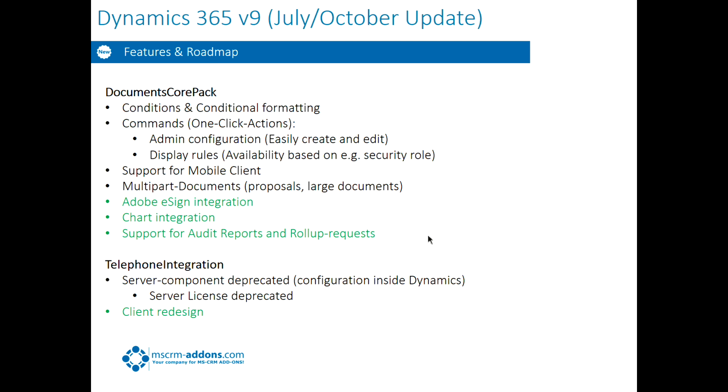Okay. With that, of course, the server license is going to be deprecated. When you bought telephone integration, you would buy the server piece, and that would come with 5 client licenses. So now that'll go away. It's a minimum of 5 licenses that you still have to buy, but you won't need a server license, so you just need the client licenses.